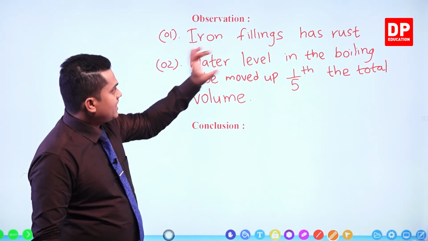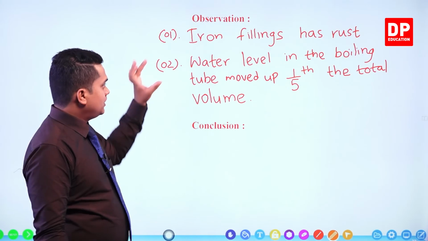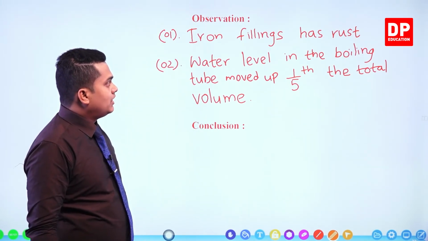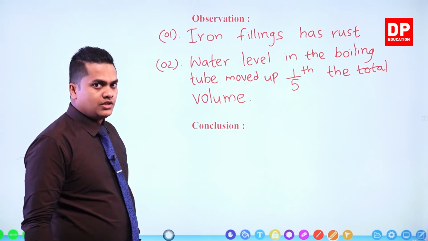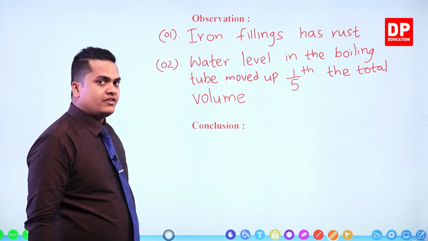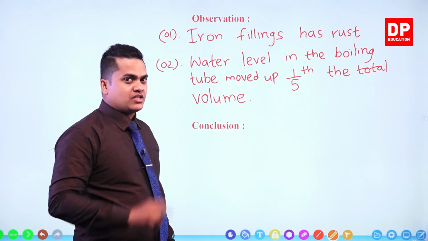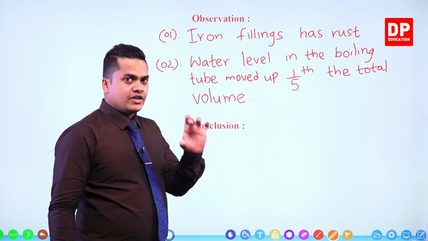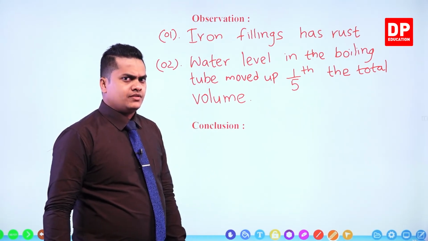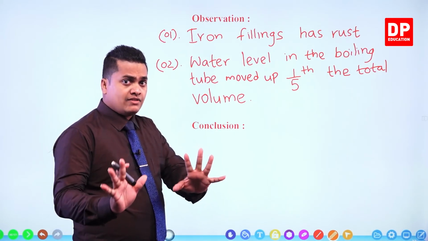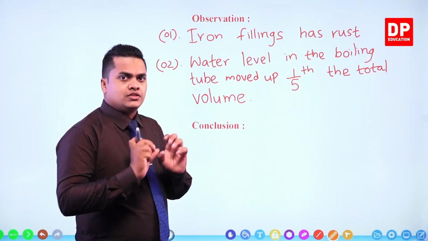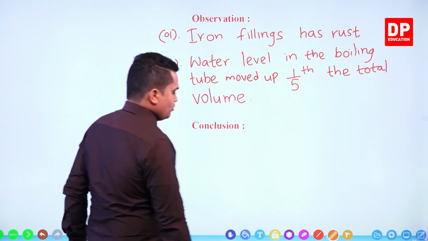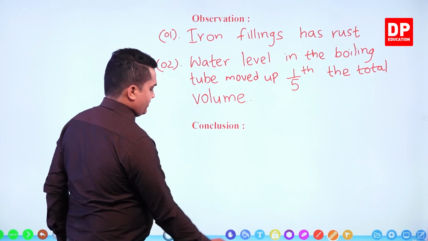So iron filings has rust. That is our first observation. Then the second observation is water level in the boiling tube moved up 1/5 the total volume, right? About 1/5. You could see that when I was explaining that process, I compared the level and I told you that it's about 1/5. Okay, it's about, not exactly 1/5, but about 1/5. So the conclusion that can be taken from this experiment.